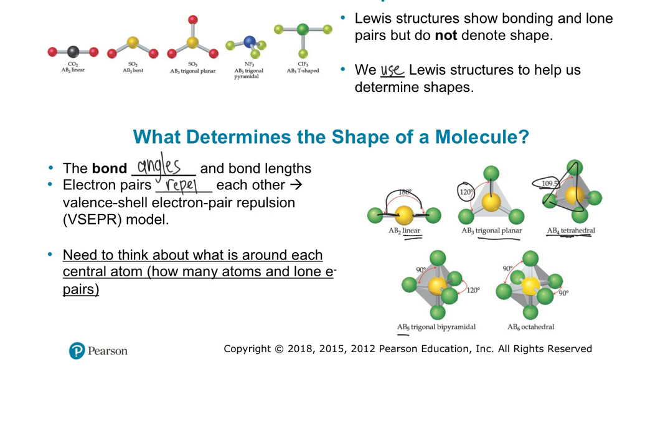When we have 5 terminal atoms around the central atom, we'll talk more about this in detail, but we end up getting something called trigonal bipyramidal with 2 types of bond angles, 90 and 120. And when there are 6 terminal atoms, we call that octahedral, or 8-sided, and that is 90 degrees all around. We want to think about not only the atoms that are around the central atom, but also the lone pairs on the central atom.